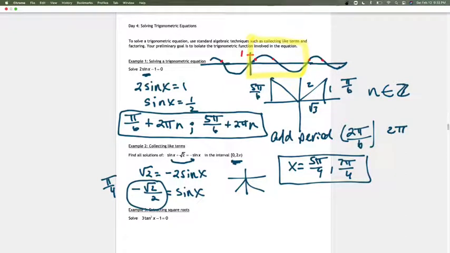We only have 2, and we don't put the plus 2 pi n because we don't want to keep going around the circle multiple times. We only want to go from 0 to 2 pi. So pay attention to whether or not we put 0 to 2 pi on there.